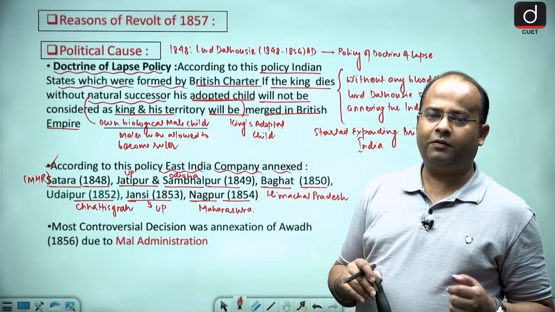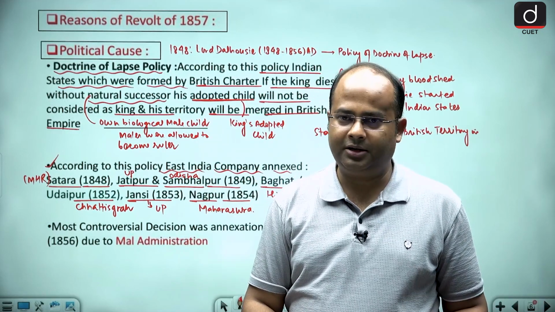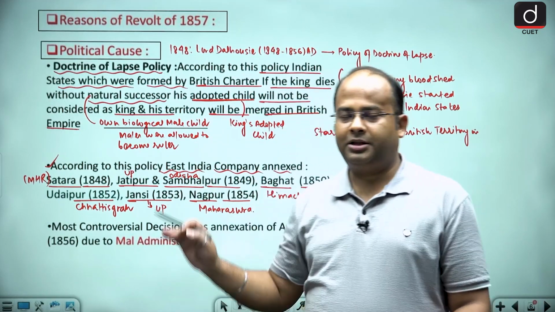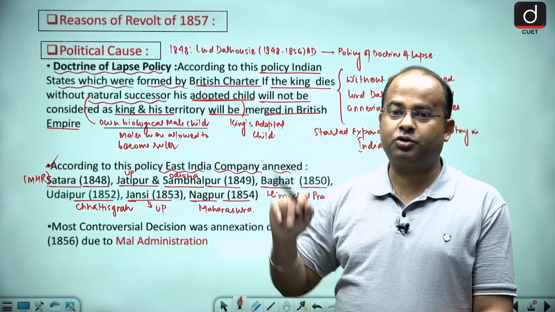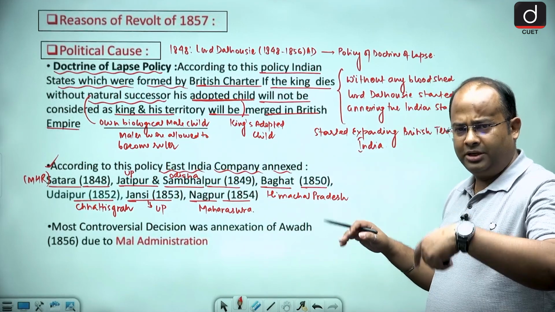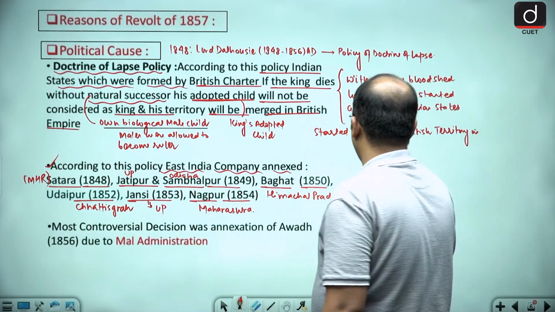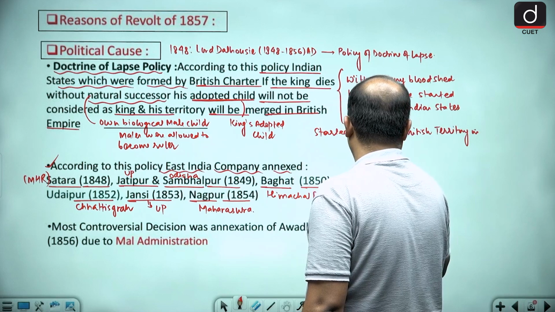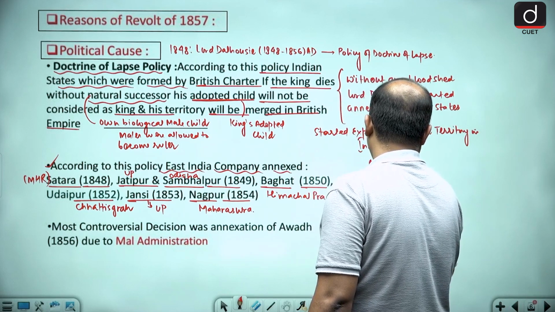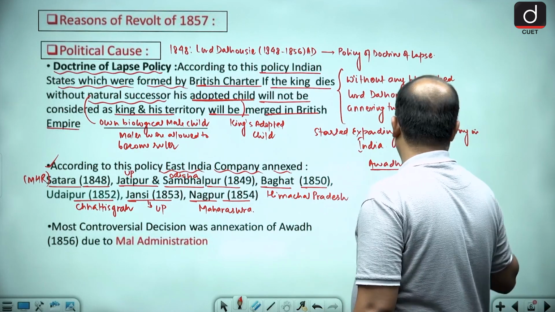Now guys, you will find that the greed of the British East India Company started increasing day by day. And there was a territory called Awadh, which is the area of UP as of now. There was a Nawab of Awadh whose name was Wajid Ali Shah.